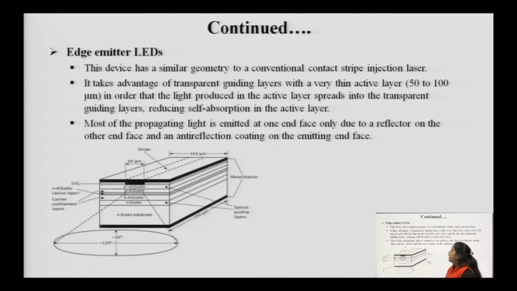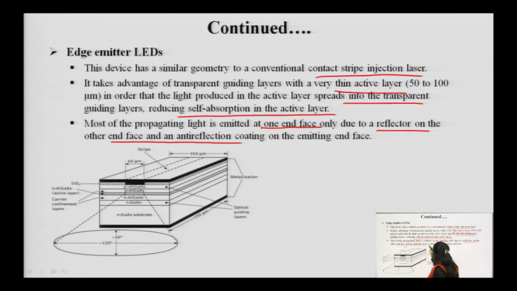Now, the second type is the edge emitter LED. This device has a geometry similar to the conventional contact distributed injection laser. It takes advantage of a transparent guiding layer with a very thin active layer, so that the light produced in the active layer spreads into the transparent guiding layer, reducing self absorption in the active layer. Most of the propagating light is emitted at one end face due to the reflector on the other end face and the anti-reflection coating on the emitting end face.